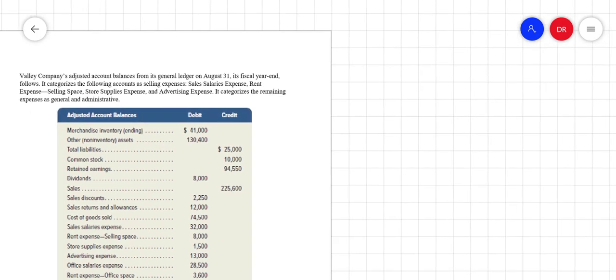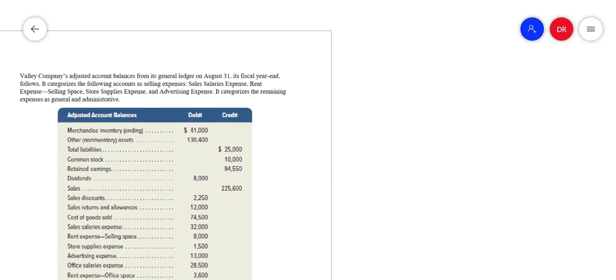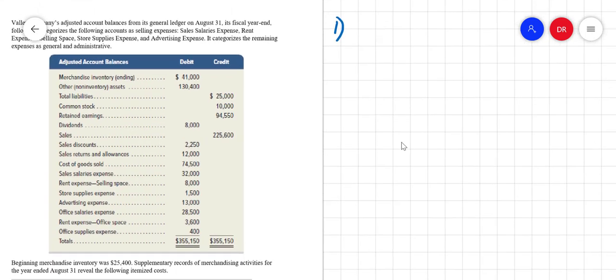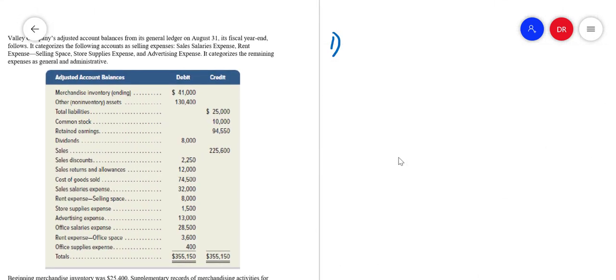So I'm going to start out here with number one. For number one, we want to compute net sales. And for net sales, we need to identify sales and the contra accounts that go along with it. So we have the sales account right here, and then we have the contra account sales discounts and the contra account sales returns and allowances. So we're going to calculate the net sales like this.